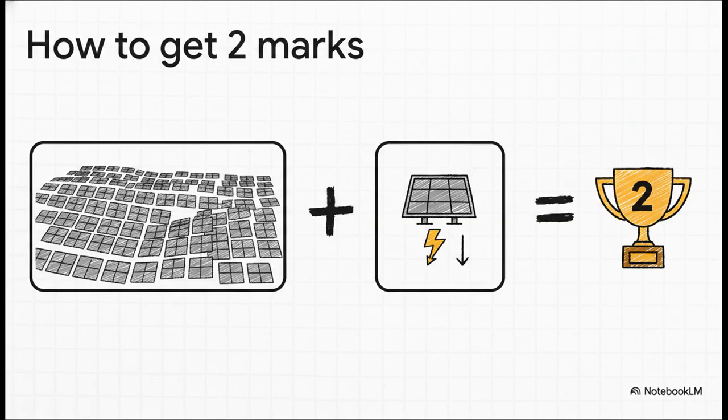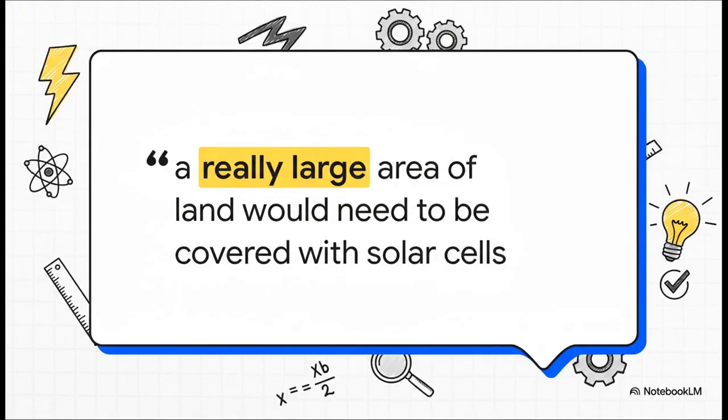So how do you actually get those 2 marks? Well, here are the 2 scoring points, straight from the mark scheme. First, you'd say that a really large area of land would need to be covered with solar cells. Boom, that's 1 mark. Then, for the second mark, you explain why. Due to the low useful power output of the solar cells. See? 2 linked, but separate points. That's how you get 2 marks. And let's just focus on that first point for a second. Notice how simple and direct the wording is. You don't need to write an essay. A single, clear, concise sentence that gets right to the point is all you need to bag the mark.